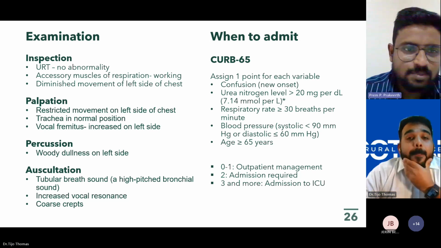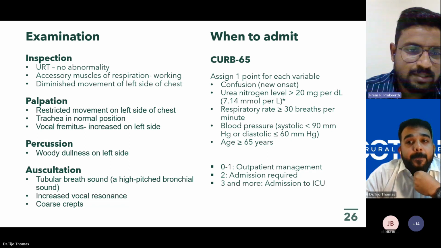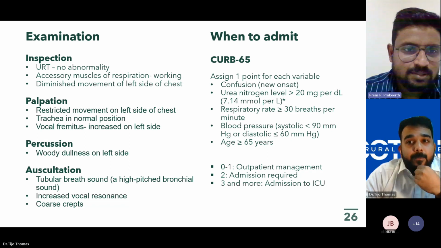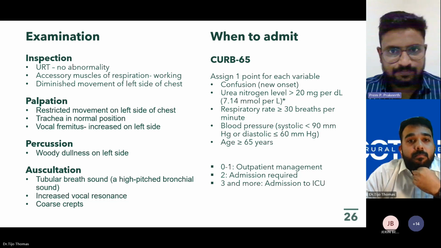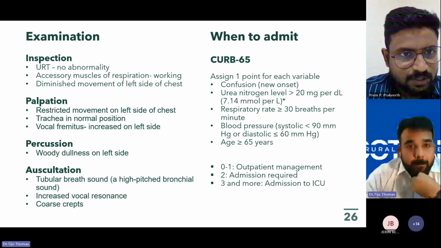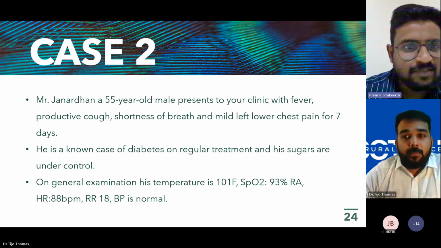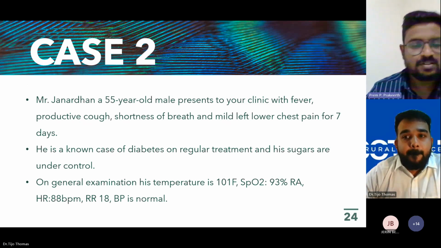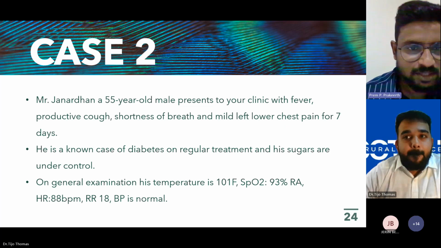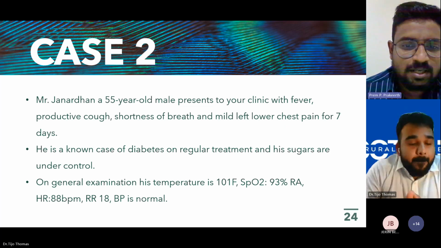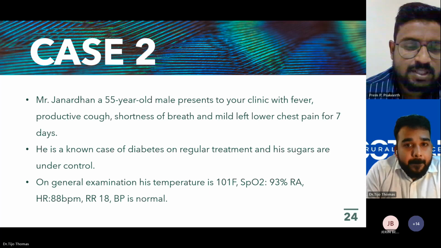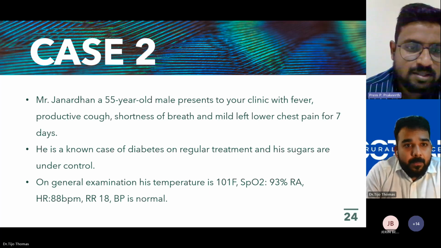Yeah, so this is typically the history. Can you just go back to the scenario? Yeah, the scenario. So this is just a short history of fever, productive cough, and shortness of breath or breathing difficulty. Who is a diabetic? So there are no other comorbidities.